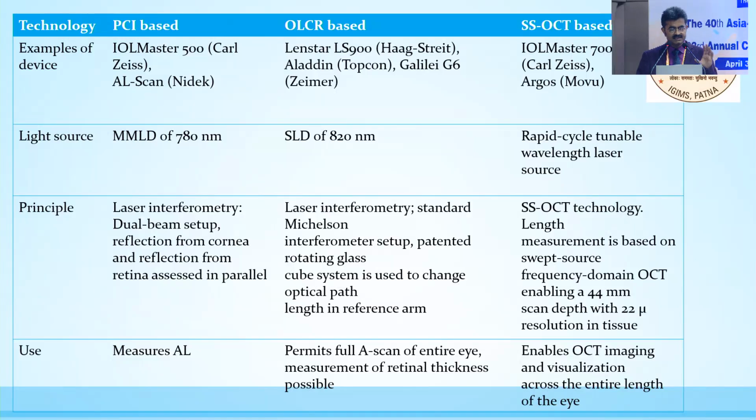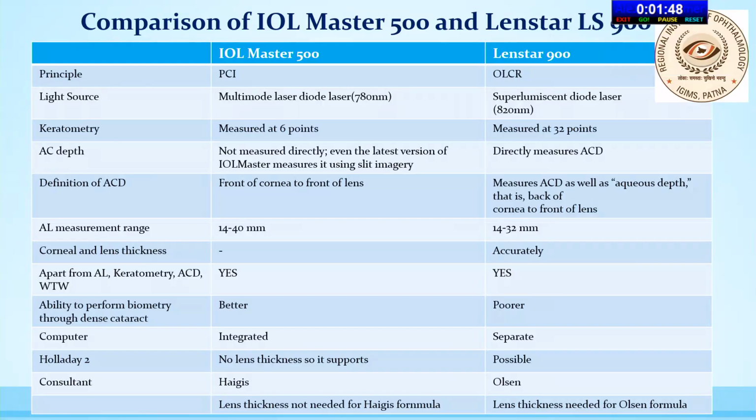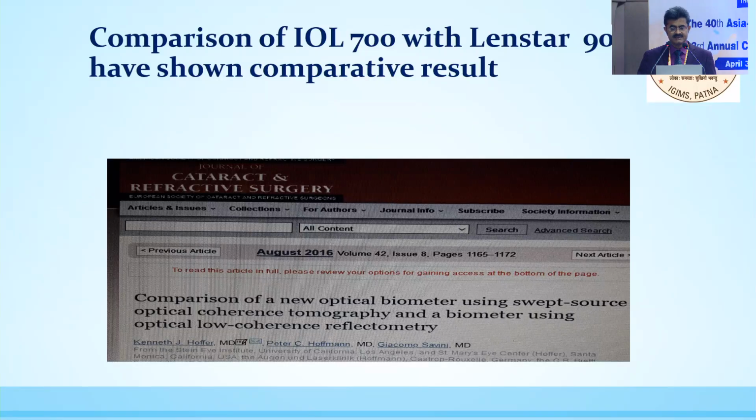So this is a list of the biometers available, which are based upon different technologies: partial coherence interferometry, OLCR based, and swept source OCT based, and the use of those things. Now, comparison of IOL Master and Lenstar is shown in the picture. You can see how the newer generation biometers are trying to be more accurate and measure different variables which are required for a more accurate IOL power calculation. Comparison of IOL Master 700 and Lenstar 900 has shown comparable results.